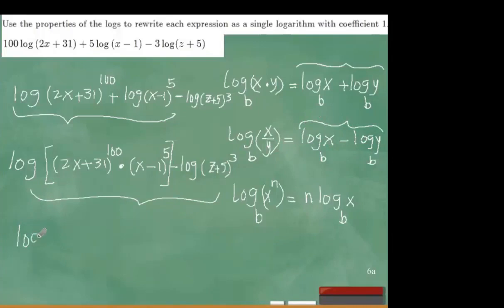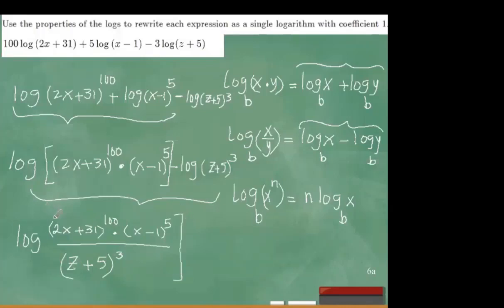That would be log of, my first argument is 2x plus 3 to the power of 100, times x minus 1 to the power of 5. Now, because this is minus, it would be over z plus 5 to the power of 3. So we combine that into a single logarithm.